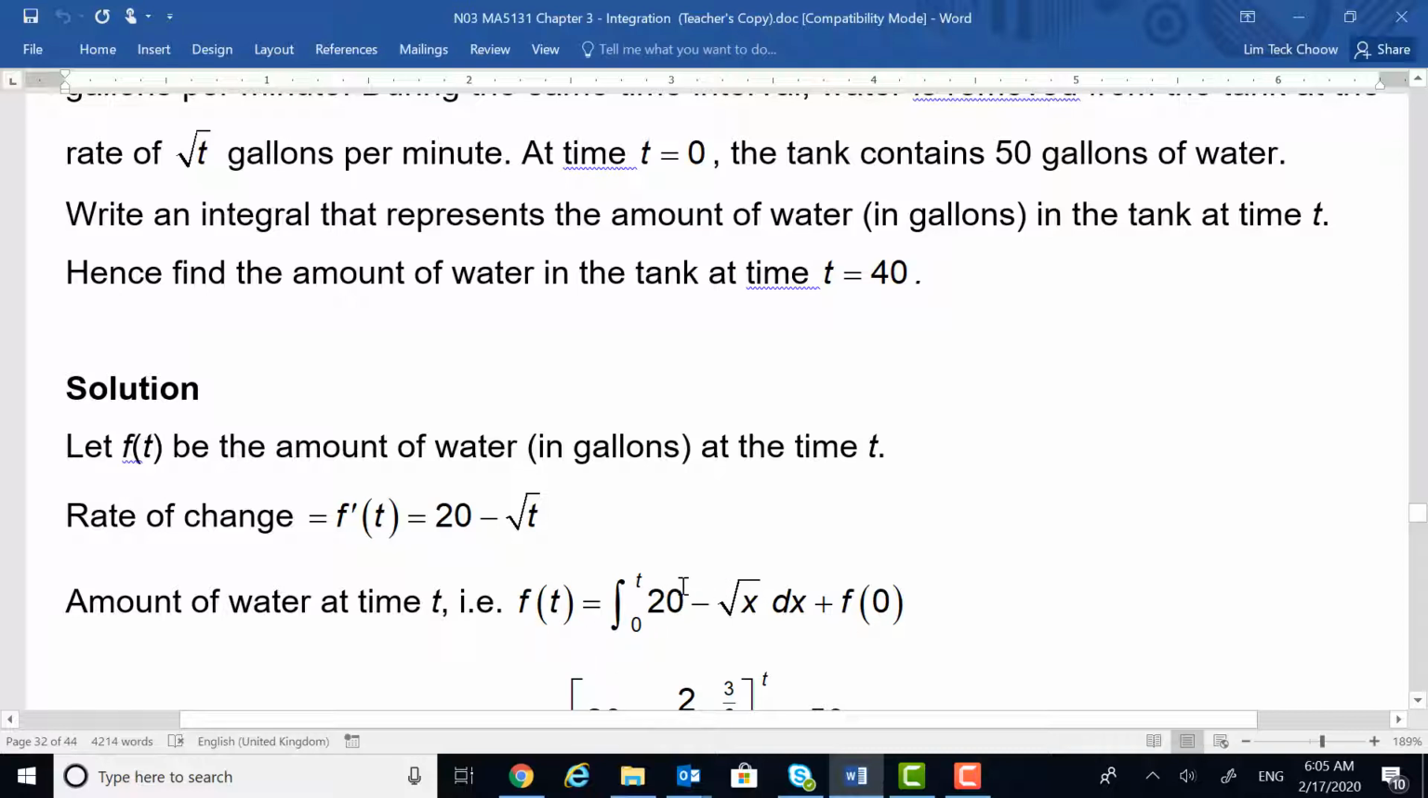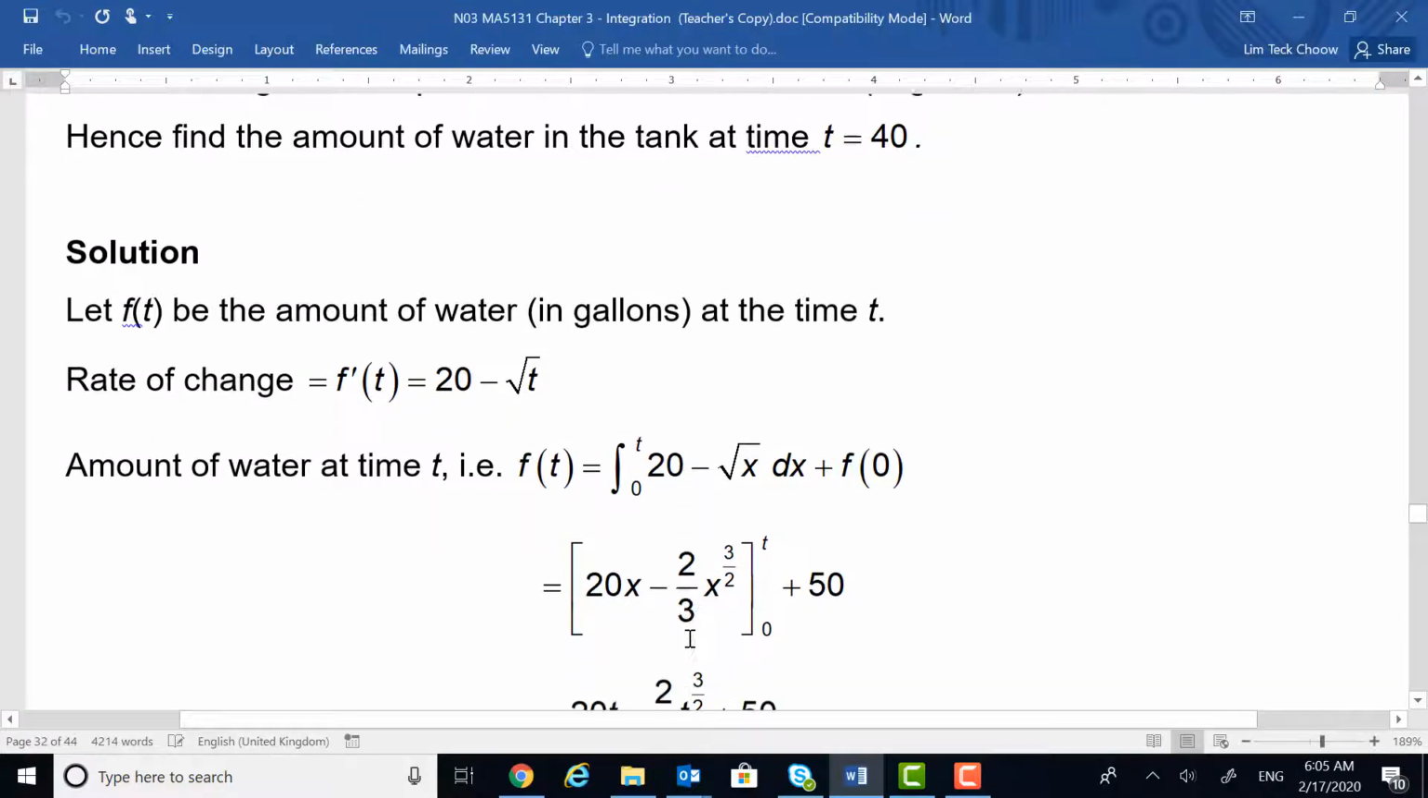You want to realize that the integrand inside, I don't use t, I rename it as x. Anyway, these are dummy variables, so it's okay. But it's important for you to rename as x instead of t because you don't want to confuse this t, which is a fixed unknown, with this x. So it's important for you to rewrite this as 20 minus root x.